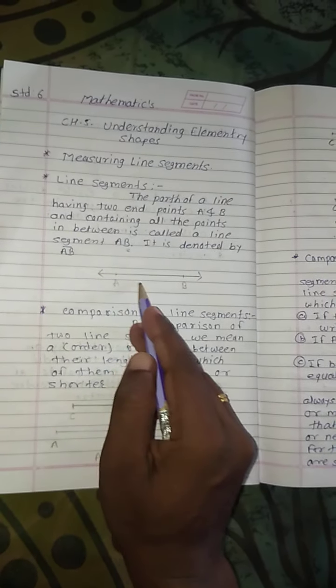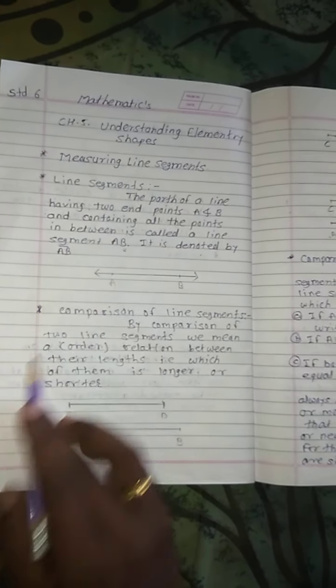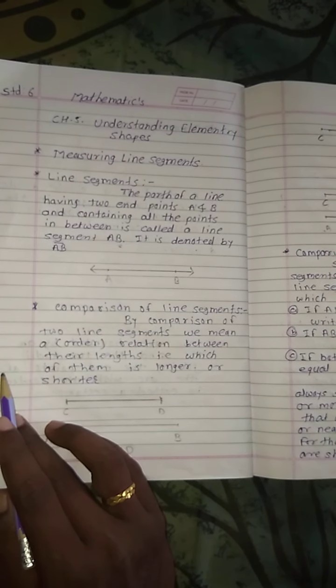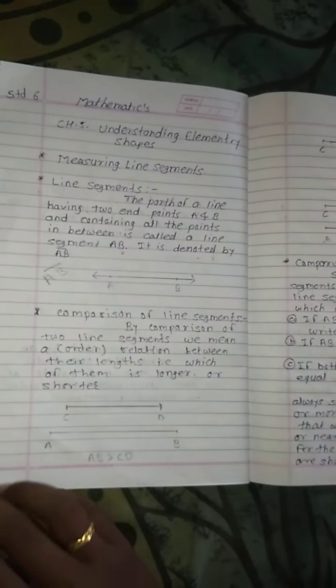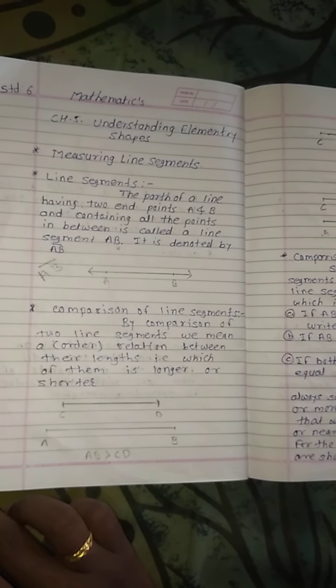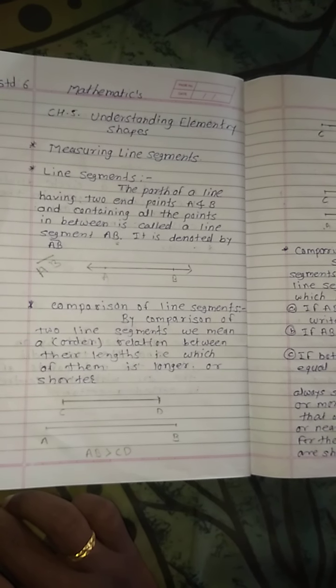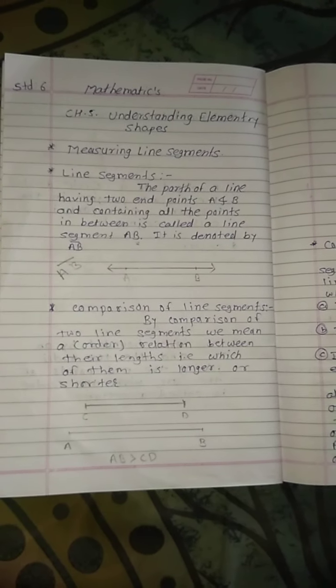It is denoted by AB or AB bar. The bar shows that it is a line segment. If I write A, B and a bar on top, this bar shows that this is a line segment. I hope you understand this definition.